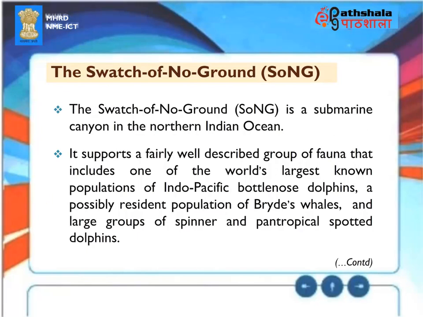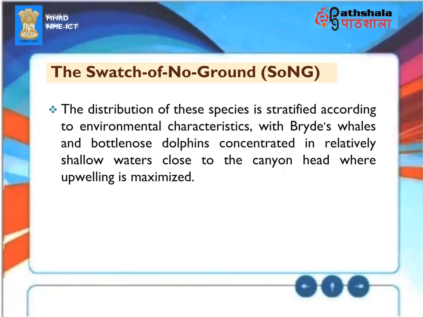The Swatch of No Ground, Song, S-O-N-G, is a submarine canyon in the northern Indian Ocean. It supports a fairly well-described group of fauna that includes one of the world's largest known populations of Indo-Pacific bottlenose dolphins, a possibly resident population of Bryde's whales, and large groups of spinner and pantropical spotted dolphins. The distribution of these species is stratified according to environmental characteristics, with Bryde's whales and bottlenose dolphins concentrated in relatively shallow waters close to the canyon head, where upwelling is maximized.